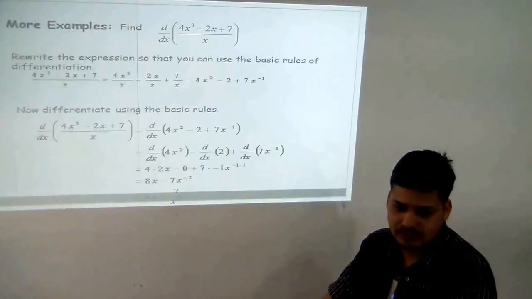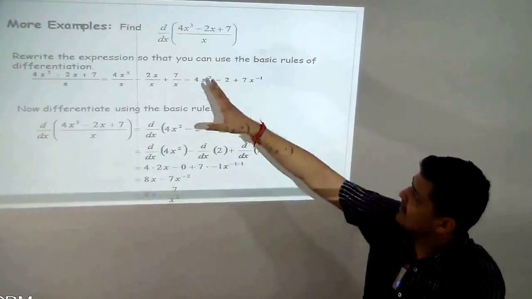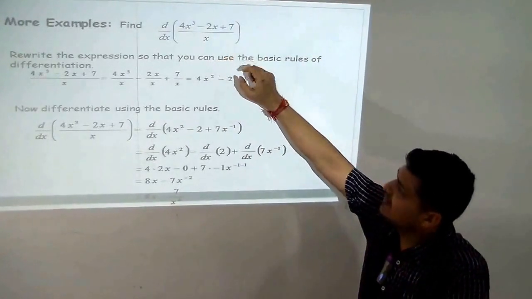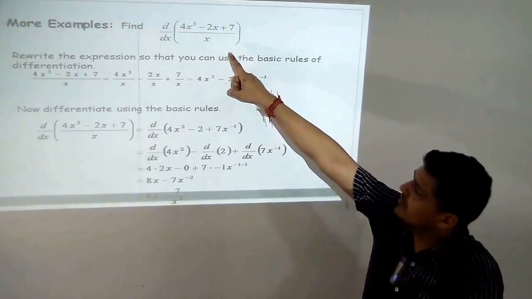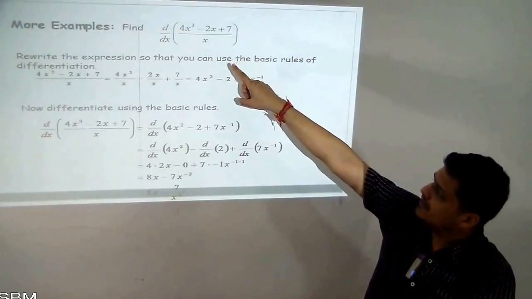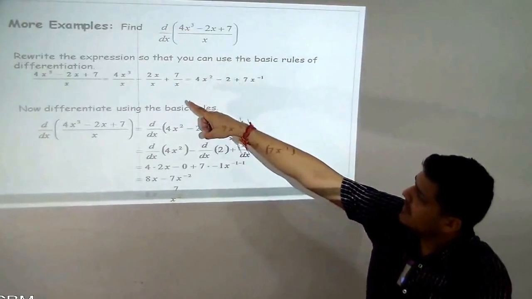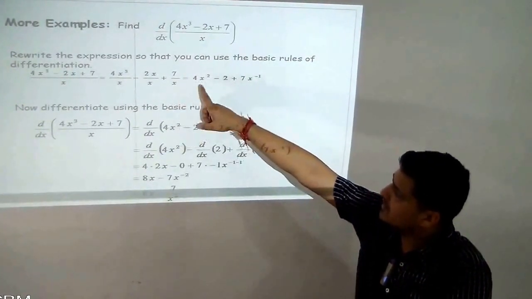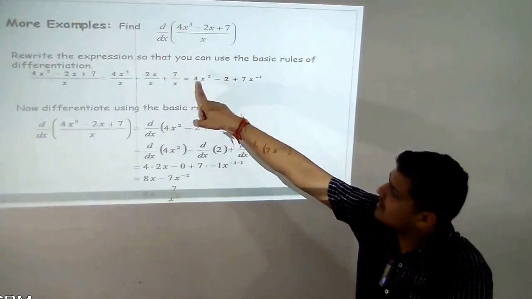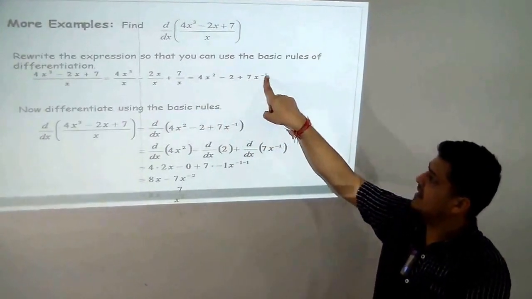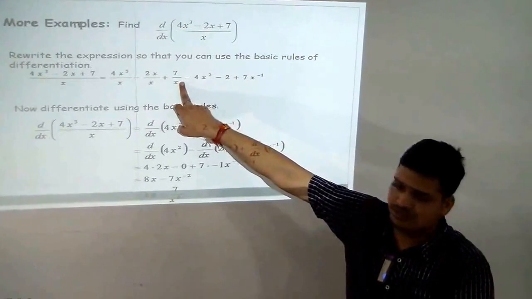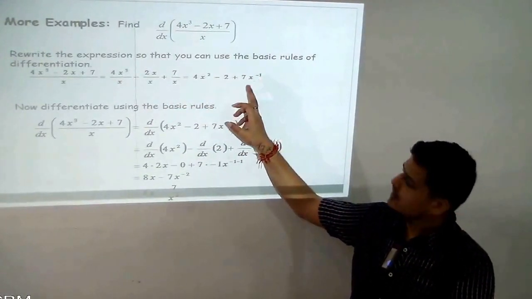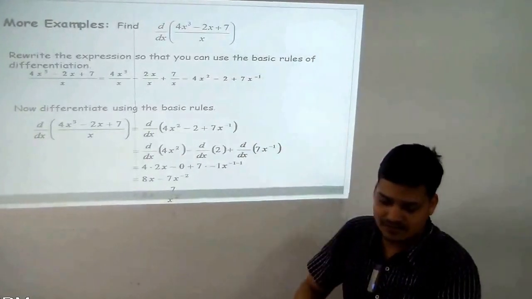First of all, we will bifurcate this value into three different parts. Since x is everywhere, we will divide x with each and every value. So 4x cube by x minus 2x by x plus 7 by x, which is nothing but 4x square minus 2 plus 7 times x to the power minus 1. When x goes from the denominator to the numerator, the sign of the power changes. The same logic we applied in the previous example.